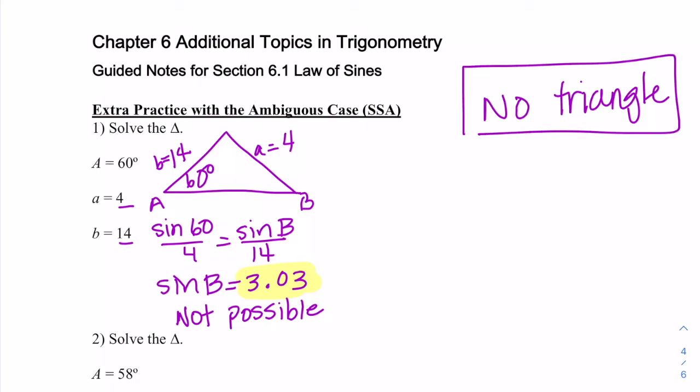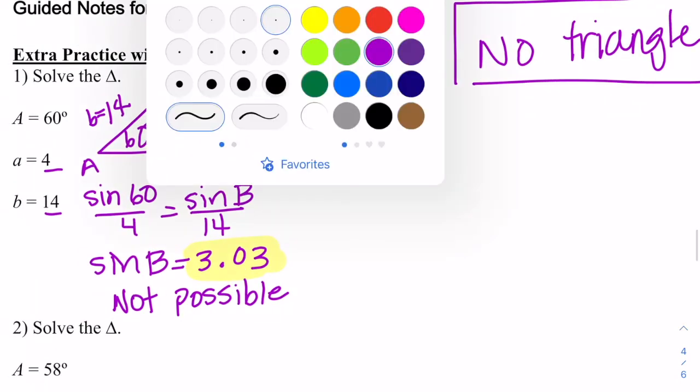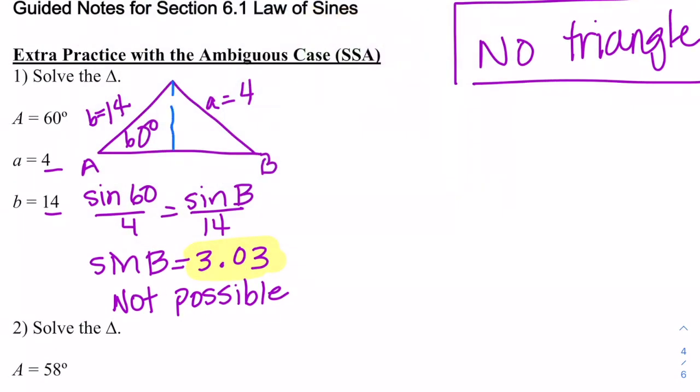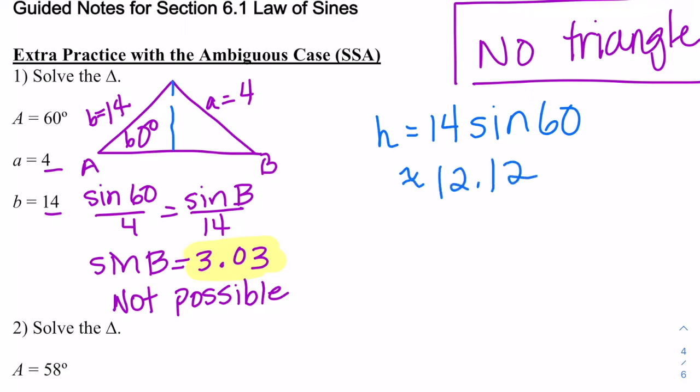Again, you can also compare the height. So if we wanted to compare the height, remember the height is always going to be the adjacent side times the sine of the angle. So I'll just put this is about 12.12. And here we're given that the height is greater than a. So if this height is greater than a, then we know that this side right here, just going to redraw it, is just never going to connect, right? So here's the height, that's 16. This would be 4, and so obviously you can't have a triangle. So that's not going to work.